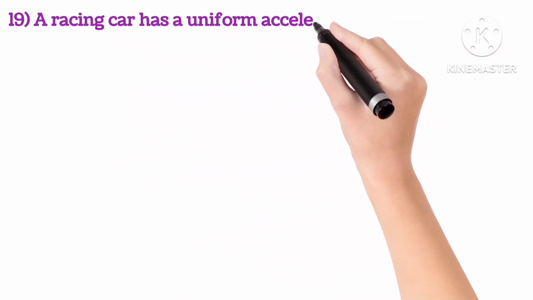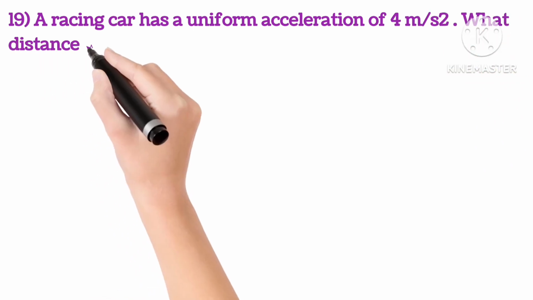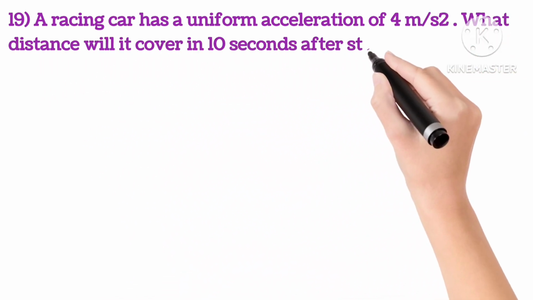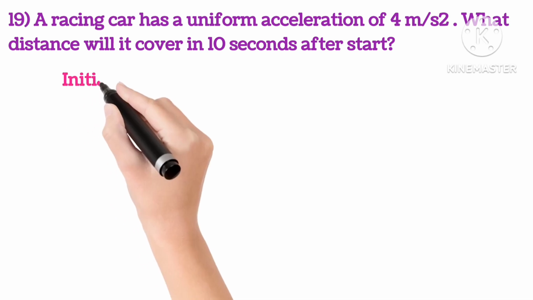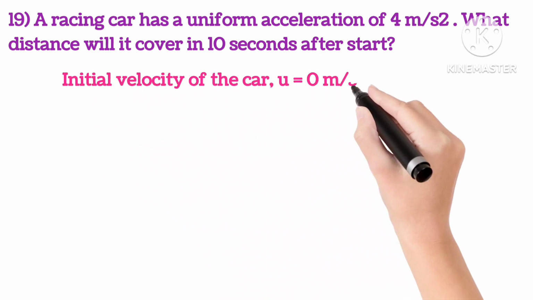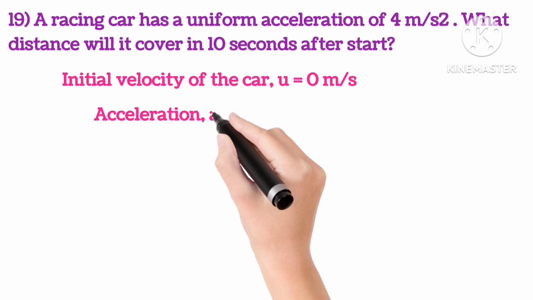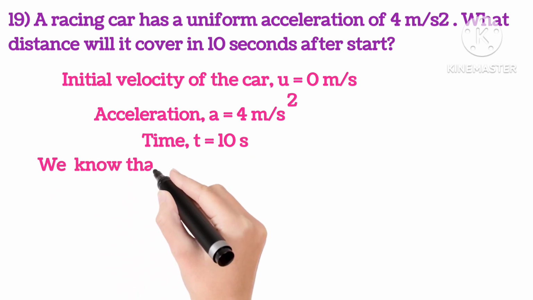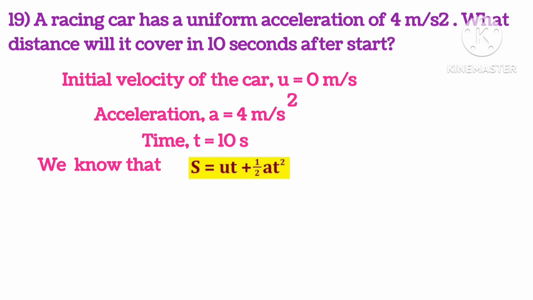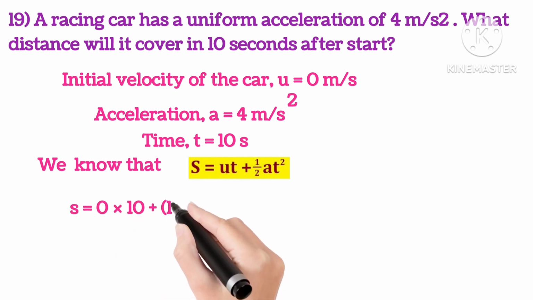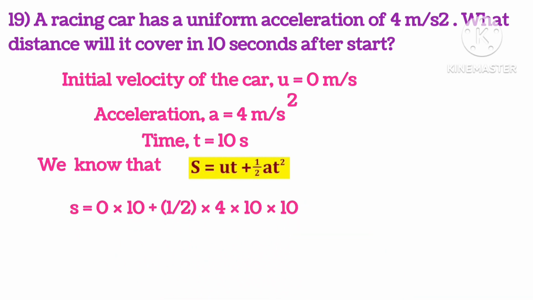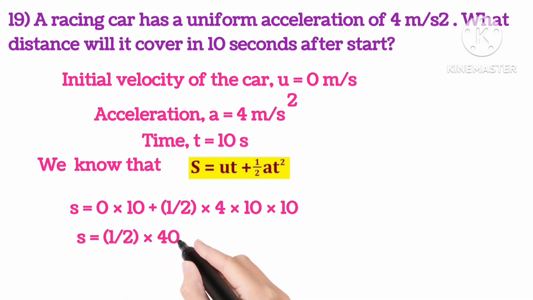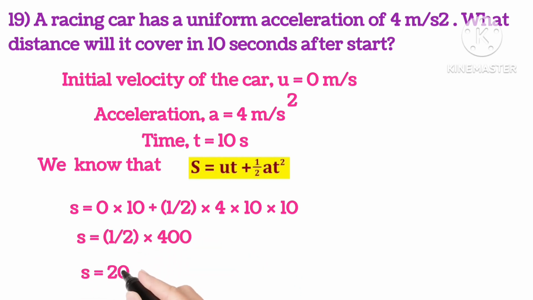A racing car has a uniform acceleration of 4 meter per second square. What distance will it cover in 10 seconds after the start? Initial velocity of the car is 0 meter per second. Acceleration is 4 meter per second square. Time here is 10 seconds. So we know that s = ut + half at square. Putting all the values in the equation, we will get s equal to 200 meters.